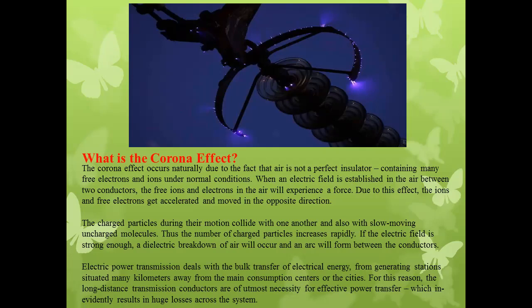As we know, our live conductors act at a higher potential, or operate at a higher potential compared to other parts.